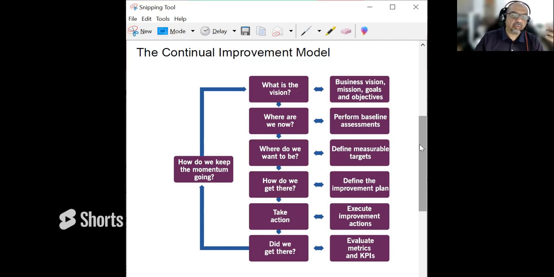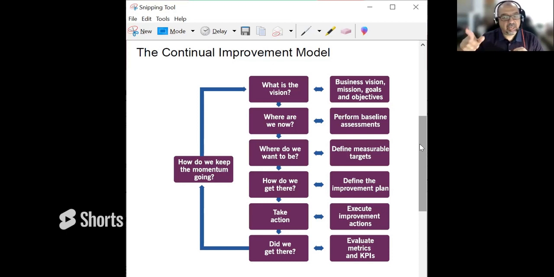How do we get there? So we will define an improvement plan. Then we will execute this plan by taking actions. When we do that, we need to check, are we doing the right thing or not? Then, of course, we take corrective actions through monitoring and controlling, and we keep checking until we reach the goal. Did we get there? So we have evaluation metrics, we have KPIs and so on. Have we achieved our goals or not?